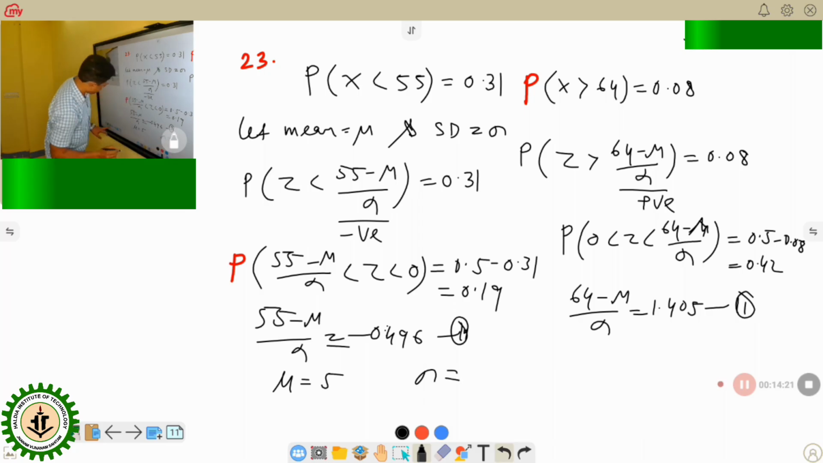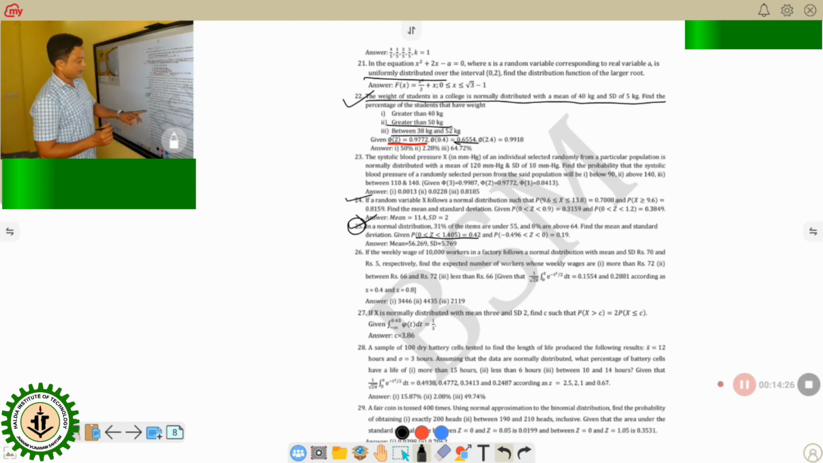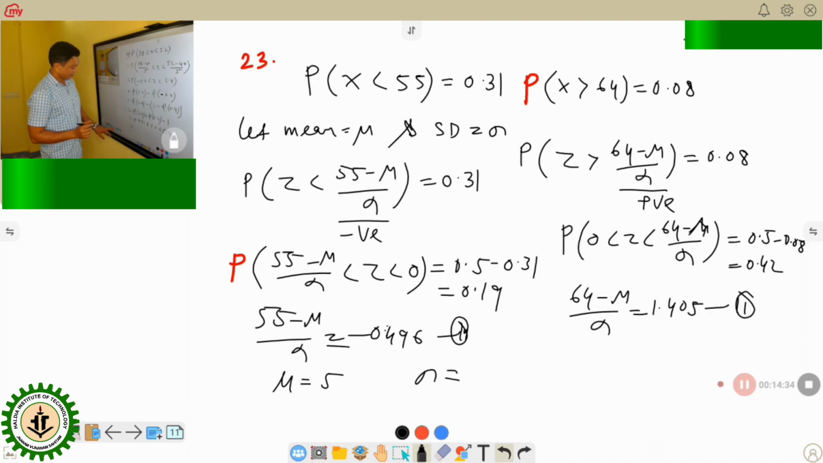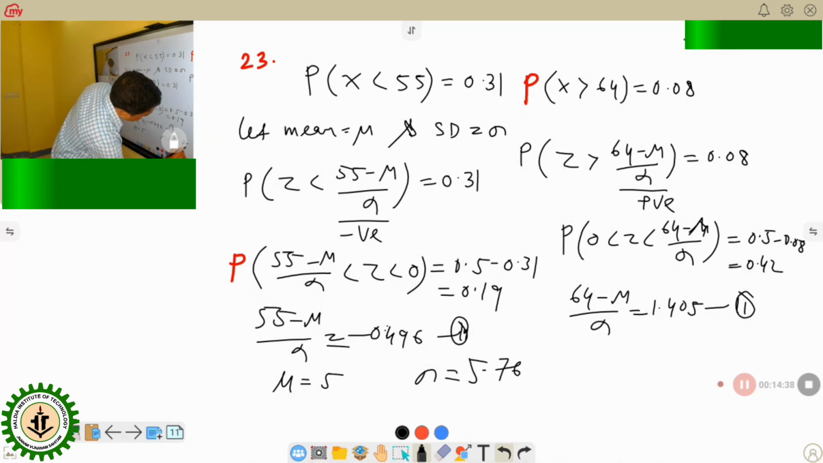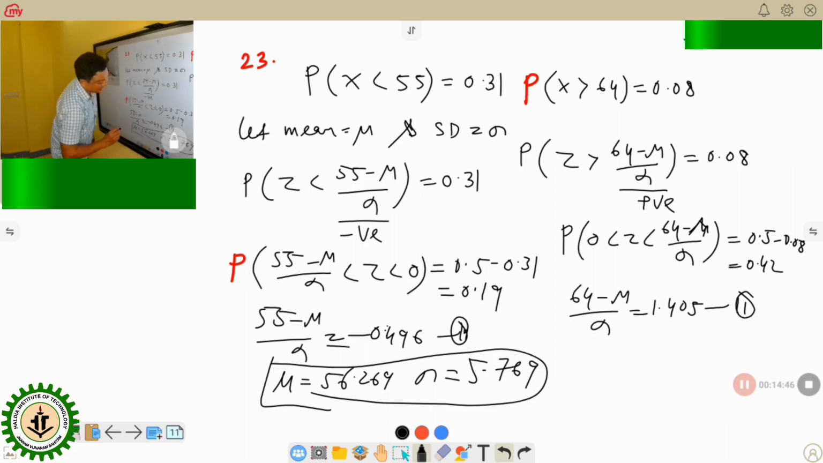I am writing the values of mu and sigma. Mu equals 56.269 and sigma equals 5.769. So these are your answers when you are finding the mean and standard deviation through normal distribution. If you can remember these two, I hope you can easily solve any problem related to normal and standard distribution. Thank you.